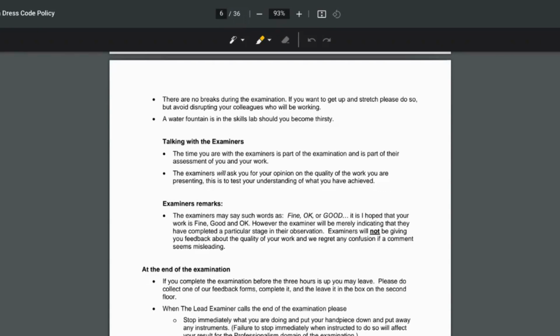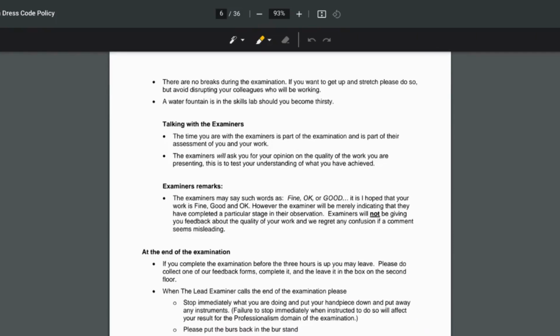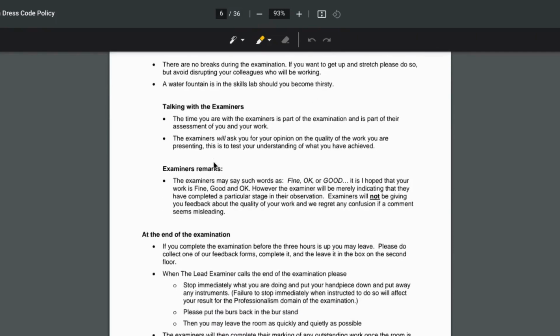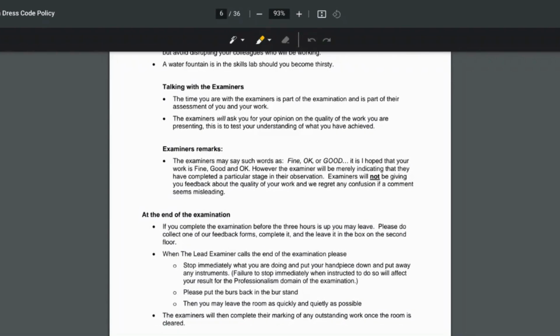The time you are with the examiner is part of the examination and part of the assessment of you and your work. The examiners will ask your opinion on the quality of the work you are presenting, and this is to test your understanding. Especially if you have done anything wrong, let them know that this went wrong, and that you know, and now you can do this to rectify the mistake, whatever it is. That'll be fine.